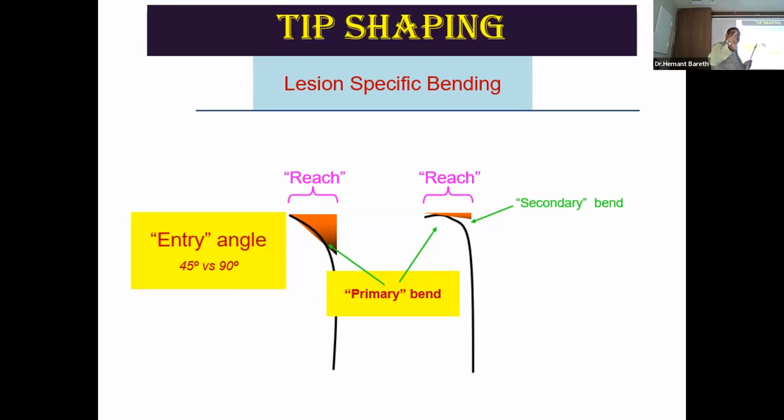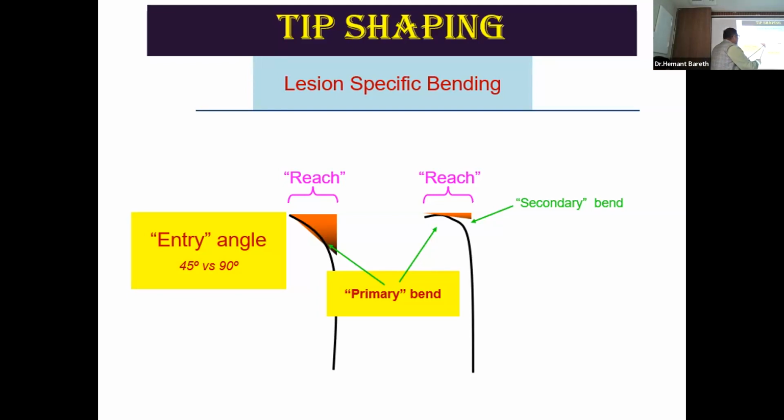If the lesion is in a side branch, which is coming at 90 degrees, then you need to make a 90-degree bend. If it is more than 90 degrees, then rather than a bend, you make a curve. Otherwise, it will not reach. So this is the importance of the entry angle, which is this angle.